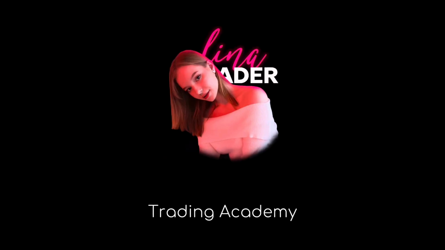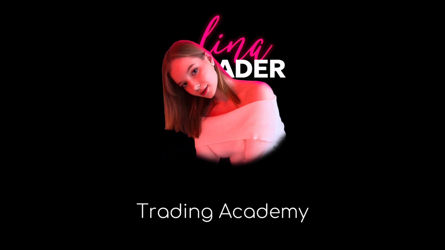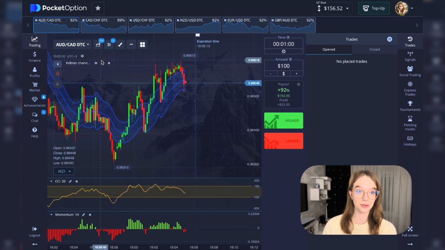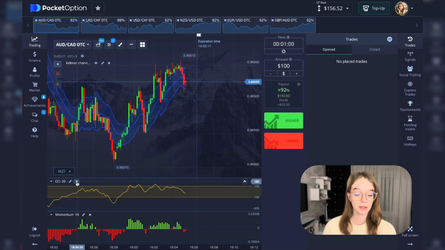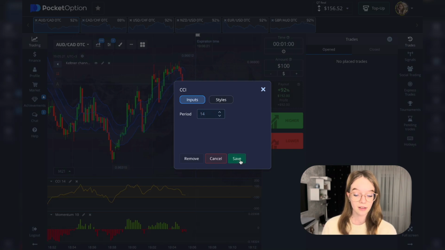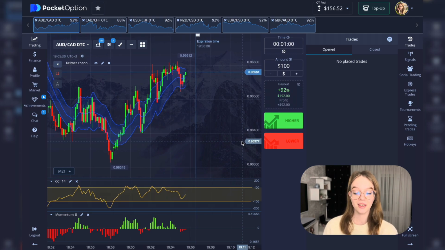Let's move on to analyzing my trades. Open the list of indicators and choose Keltner channel, CCI and momentum. We need to customize our indicators. In the Keltner settings, we change the EMA period values to 16 and the ETA period value to 8. In the CCI indicator, we change the period value to 14. And in the momentum indicator, the period should be changed to 8.